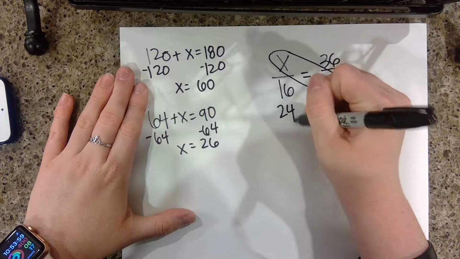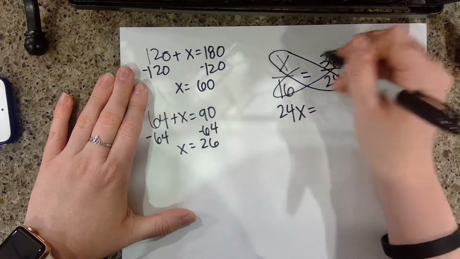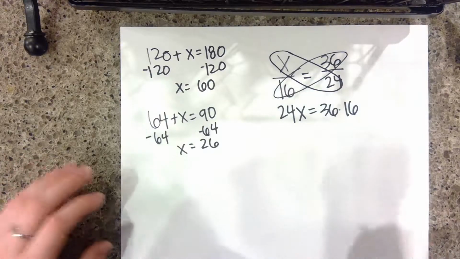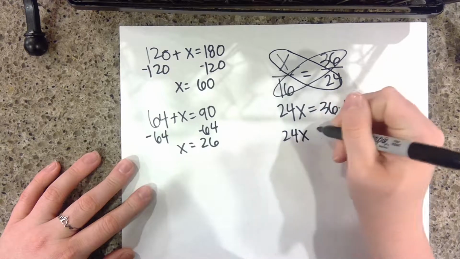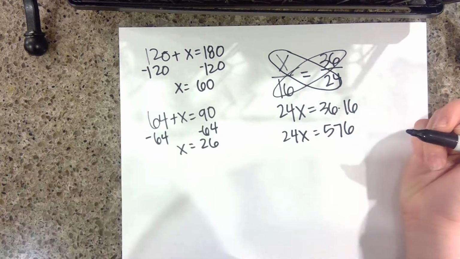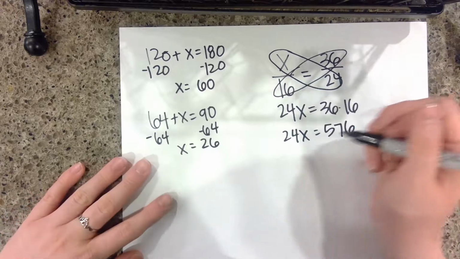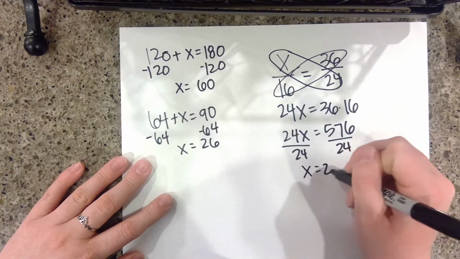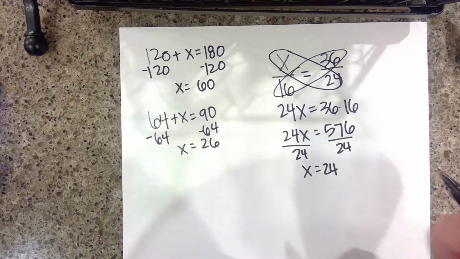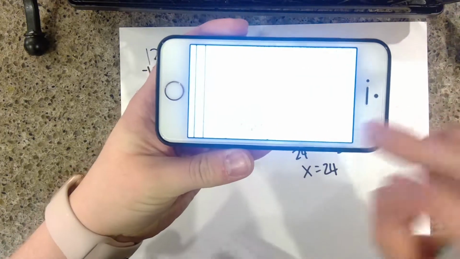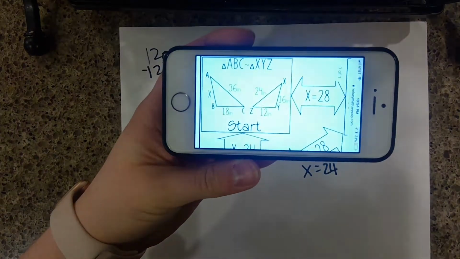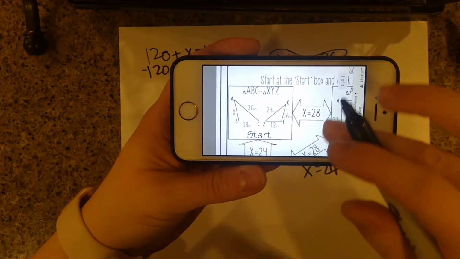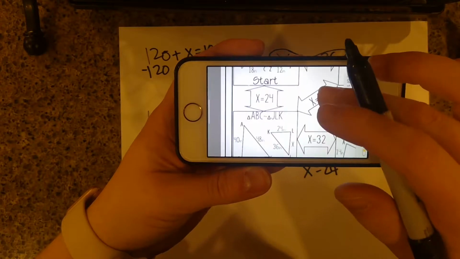So you have 24x equals 36 times 16. So you have 24x equals 576. And then you divide by 24 on both sides. So then you get x equals 24. So then if we look back at the maze, right there, you can see that if you go to the right, it's 28. If you go down, it's 24. So you would shade down and then you solve the next one.